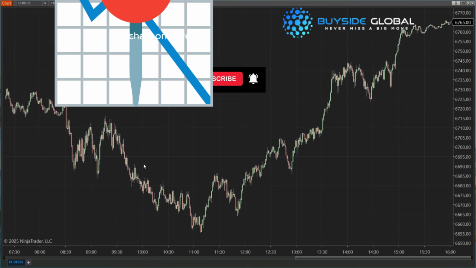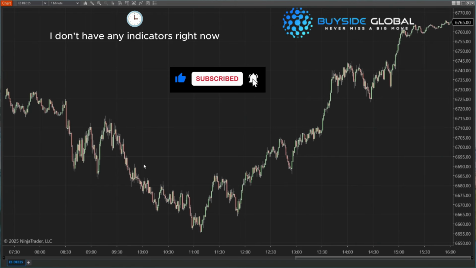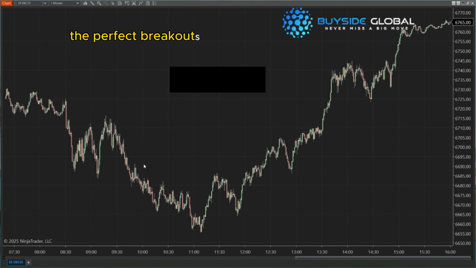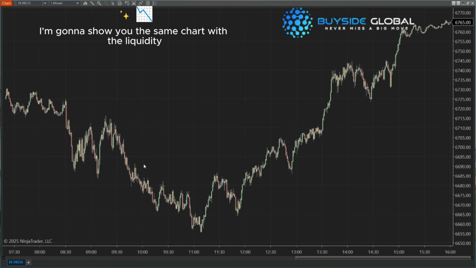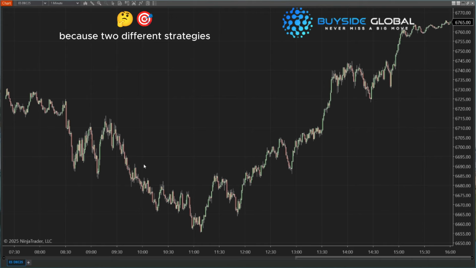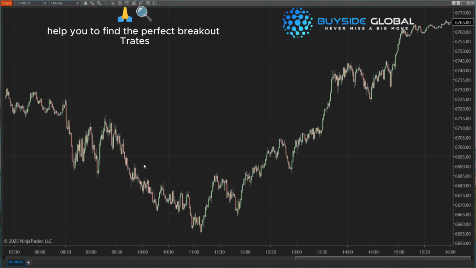I have the ES chart on here. I don't have any indicators right now because I want to show you the two different ways you can trade the perfect breakouts. First system I'm going to show you with supply and demand, and then the next one I'm going to show you the same chart with the liquidity, because two different strategies but both can help you to find the perfect breakout trades with the entries.